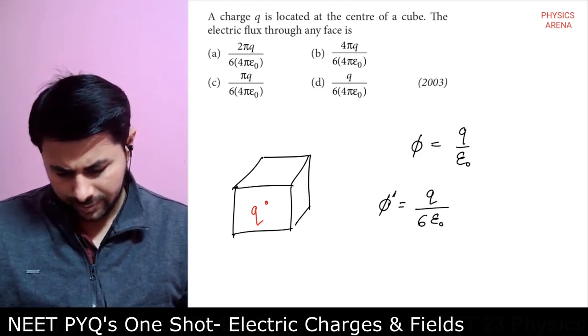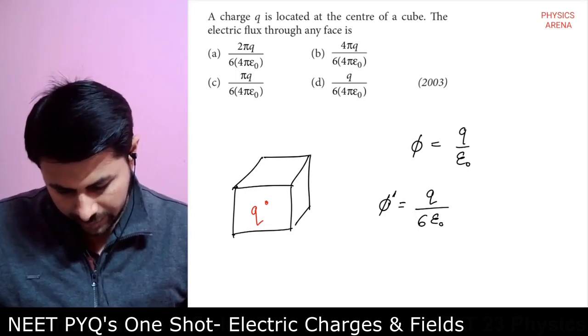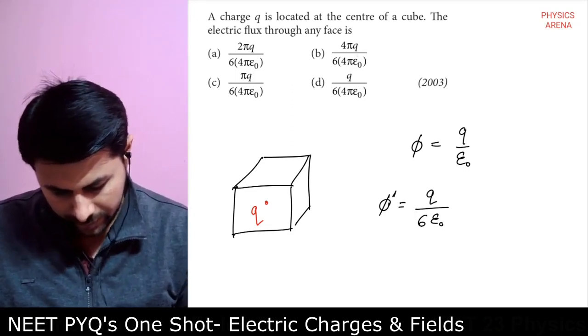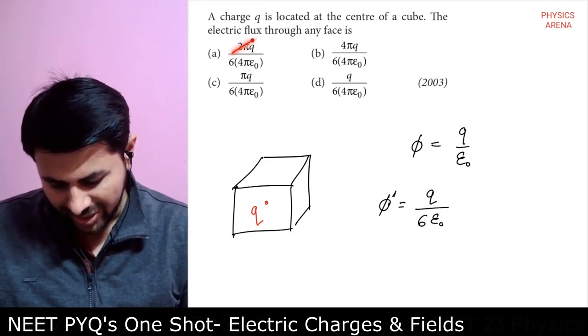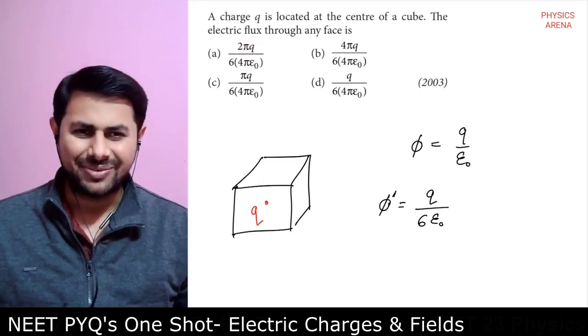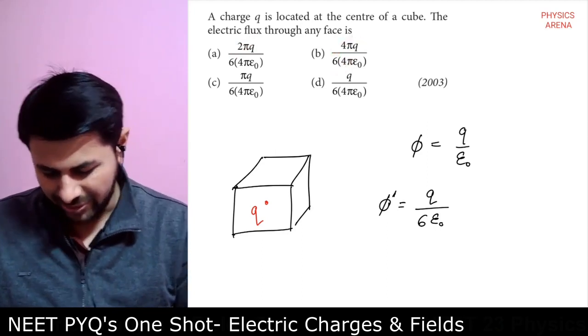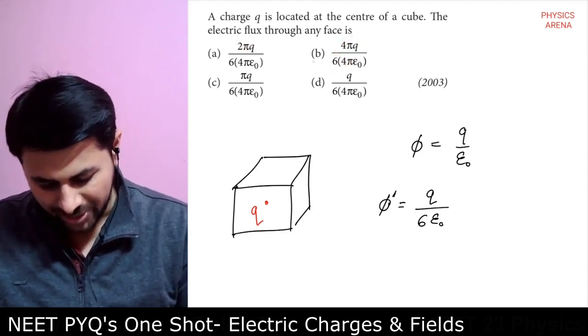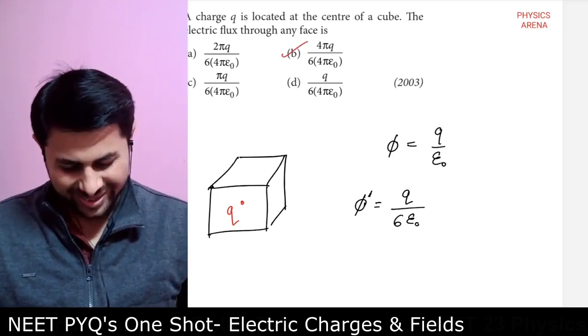It's not there. 2 pi q divided by, okay. All right, they have written it in some other way. Okay, is it B? 4 pi gets cancelled. Q divided by 6 epsilon naught. Right. This is the answer. Okay. Let's see the next question.